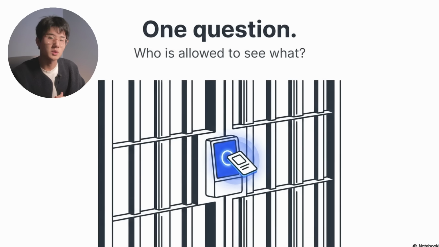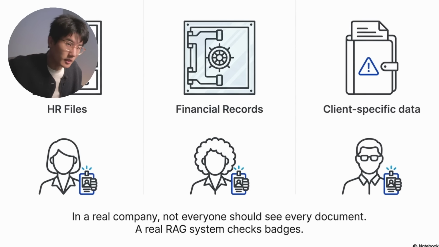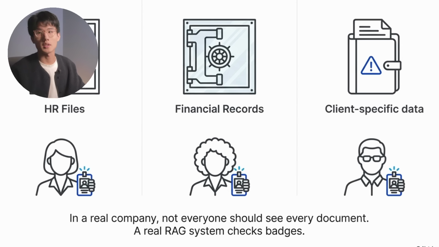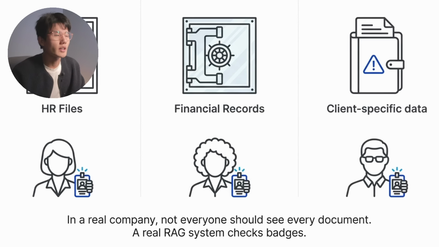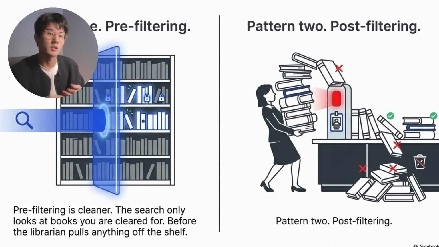Before we build anything, I need to show you the thing that separates every RAG demo you've seen online from something a real company can actually trust. It comes down to one simple question: who is allowed to see what? Start with access. In a real company, not every employee should see every document. HR files, financial records, client-specific data. A real RAG system checks badges, right? So before the librarian pulls anything off the shelf, they verify that the specific user is even allowed to see it. There are two common patterns here, the first being pre-filtering.